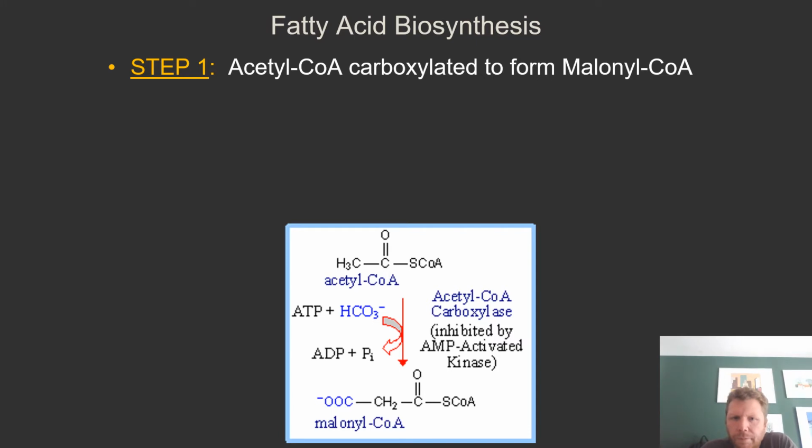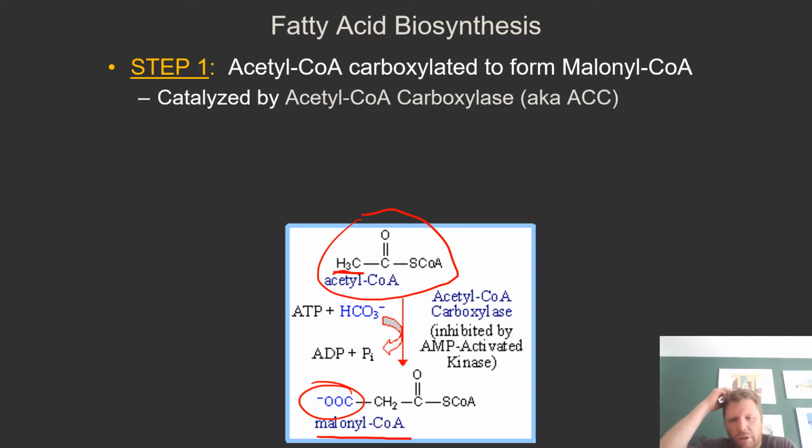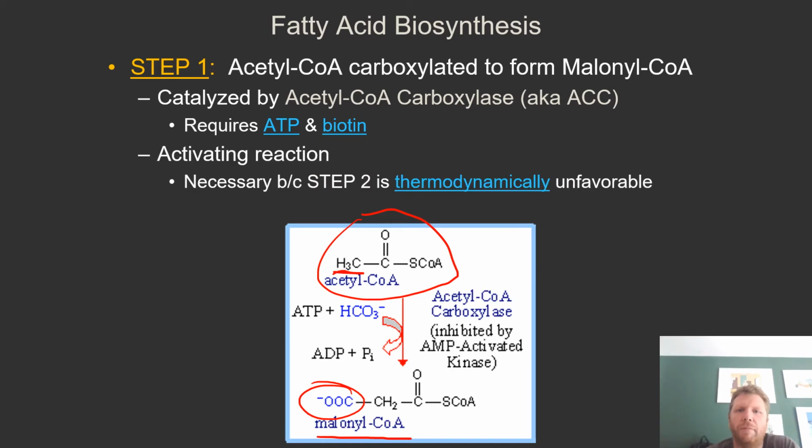Now, step 1 takes an acetyl CoA molecule and uses the enzyme acetyl CoA carboxylase. What that's going to do is take this methyl group and simply add CO2 to it. So we're going to make malonyl CoA. This is the first product, generated from the hydrolysis of ATP with the enzyme acetyl CoA carboxylase. So this is going to require ATP and biotin. The activating reaction is necessary because step 2 is thermodynamically unfavorable. This is the rate-limiting step of fatty acid synthesis.